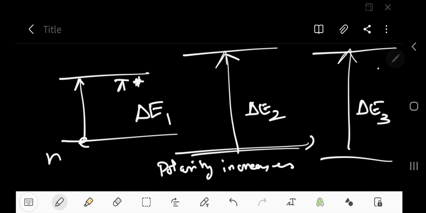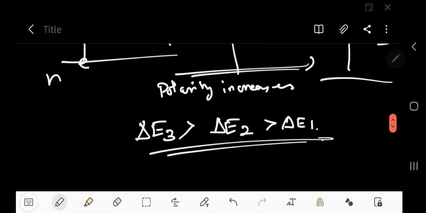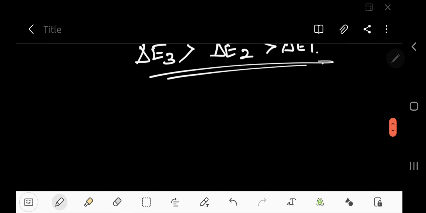So considering the n to pi star transition, as the electron present in the n state is highly stable when the polarity increases, you need more energy to excite the n electron to the pi star level, so the wavelength will be shifted towards the blue region. It is called blue shift. Okay, when the polarity increases, there will be a blue shift in the case of n to pi star.